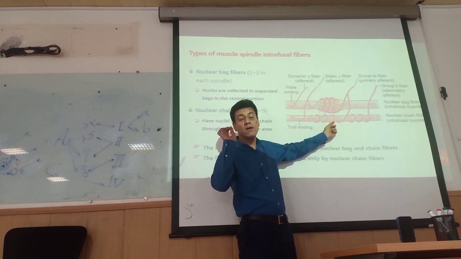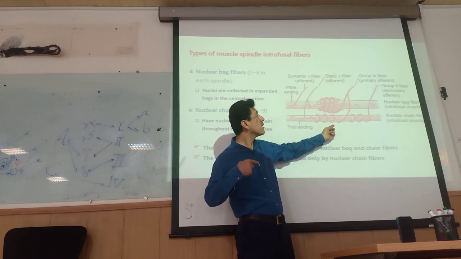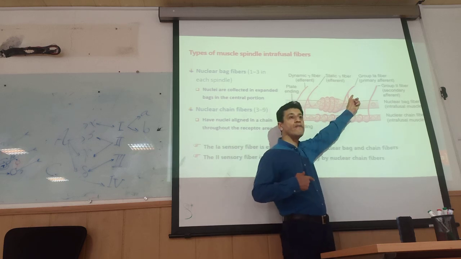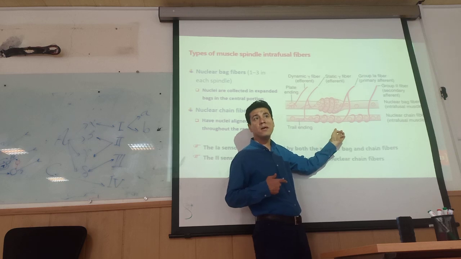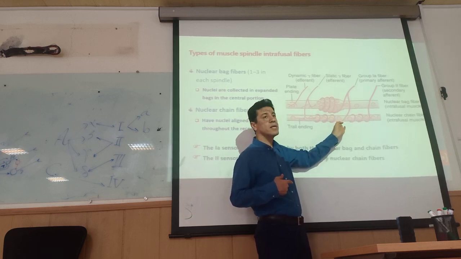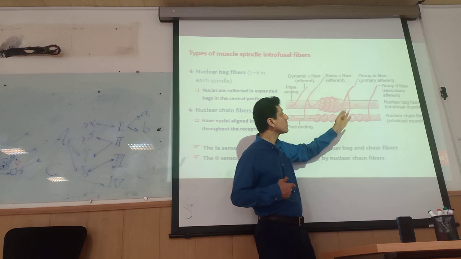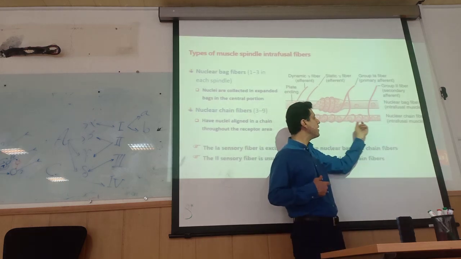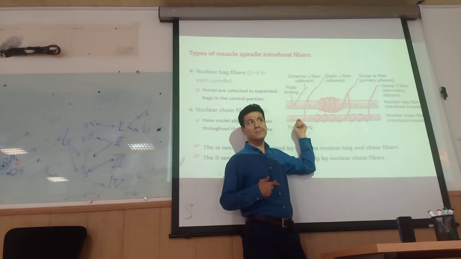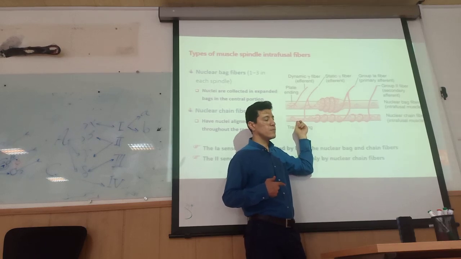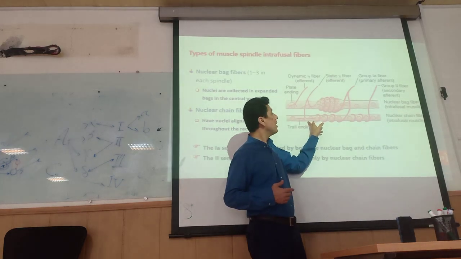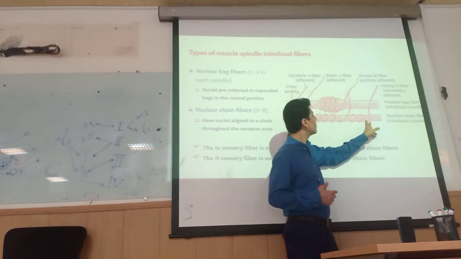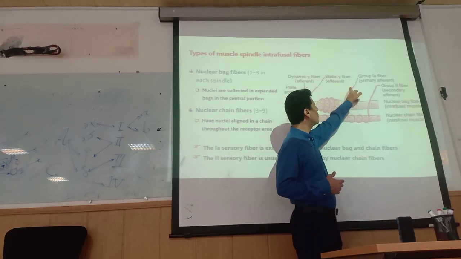I told you that they receive 1A fibers and 2 fibers, right? Now let's see the innervation. 1A fiber divides into 2 branches and innervates both of them, nuclear bag and nuclear chain fibers. But group 2 fibers mainly innervate nuclear chain fibers. Right? So static response can be conveyed through group 2 and group 1A fibers.